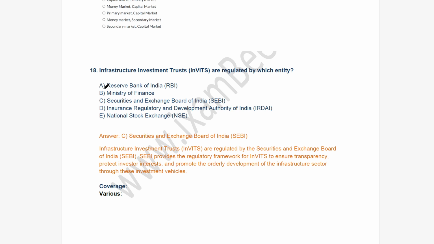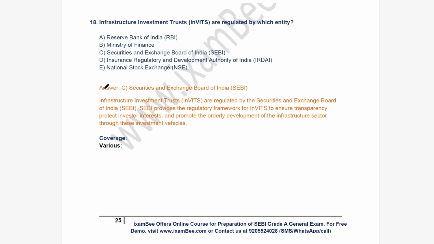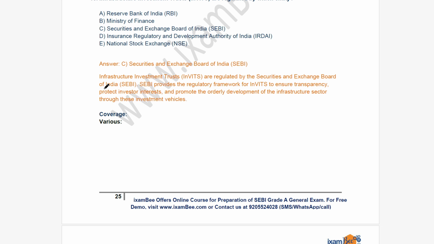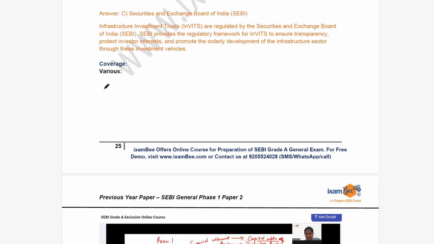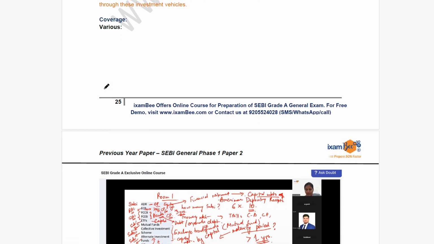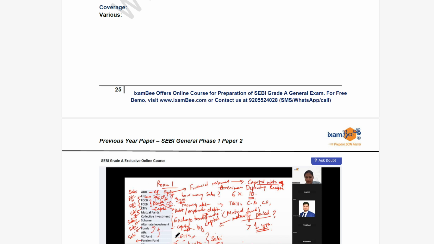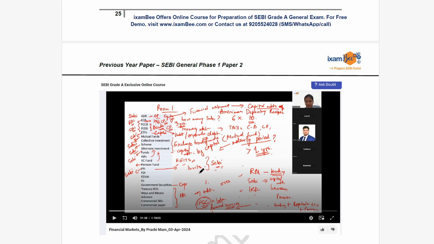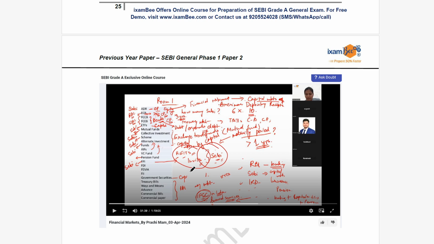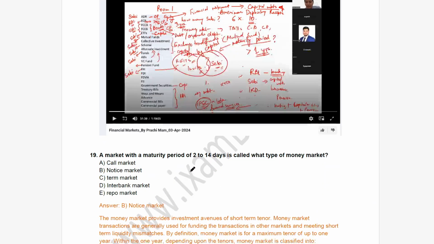InvITs, infrastructure investment trusts, are regulated by whom? SEBI is the correct answer. I had been saying that some question on InvITs, some question on REITs, and some question on AIFs should come, because this has been the focus area for SEBI for some time now. I was not expecting, to be honest, such an easy question, but yes, this was an easy question. And again, as I said, in the same class where we discussed these instruments, REITs and InvITs, you can see SEBI is regulating all of these. They are a kind of AIF subcategory.